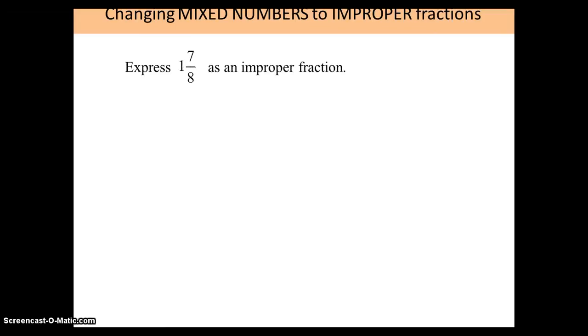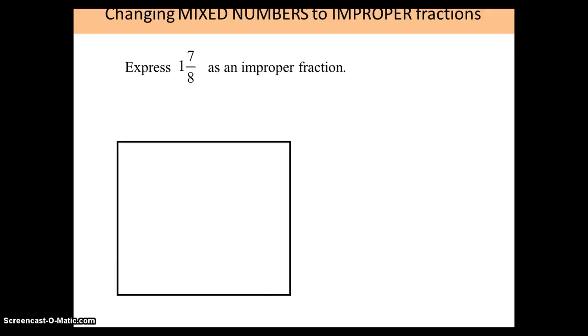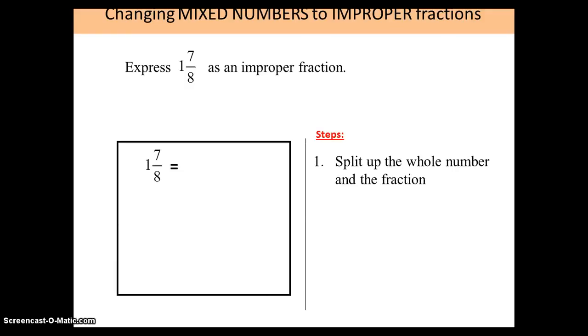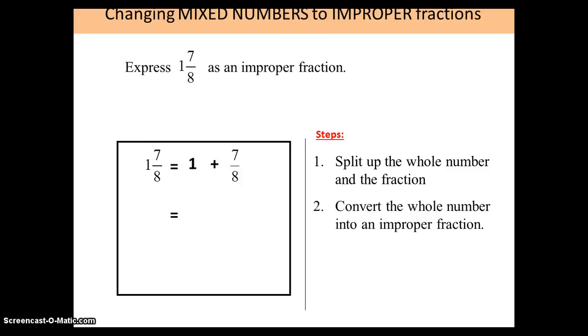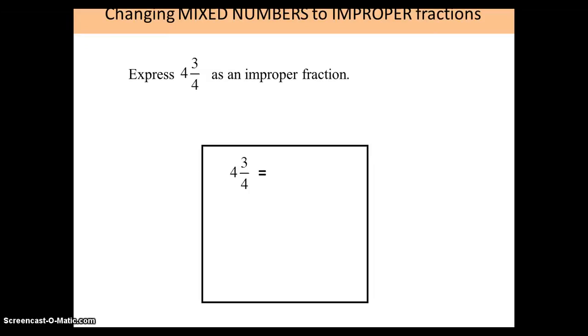Now, how do we change a mixed number to an improper fraction? Look at this question. 1 and 7/8. First step, split up the whole number and the fraction. So we have 1 plus 7/8. Convert the whole number into an improper fraction, which is 8/8 plus 7/8. So you have 15/8 if you add the numerators together. Now the second question, 4 and 3/4 as an improper fraction. So you have 4 wholes plus 3/4.